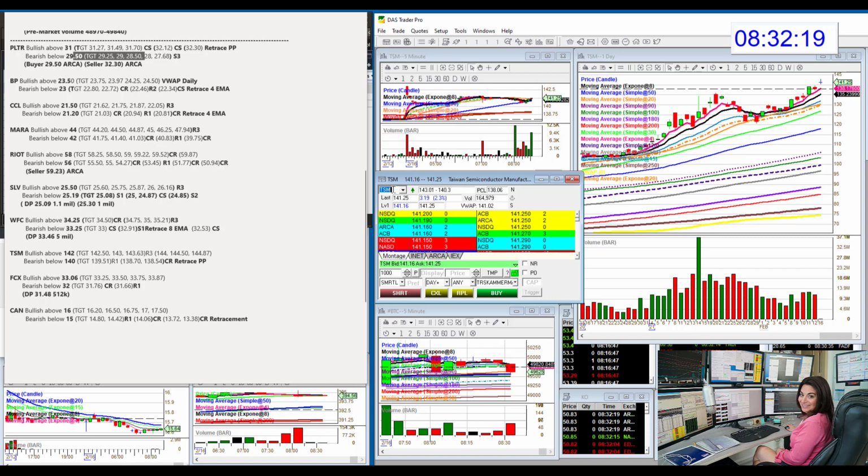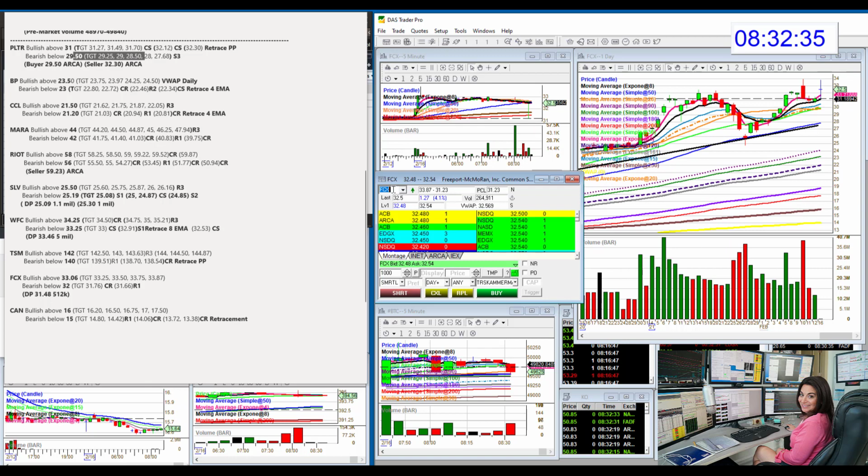TSM had dark pool activity a couple weeks ago. This has been in my insights. I know Andrew took a trade on this. Bullish above 142, bear below 140 for TSM. Lots of volume pre-market today.